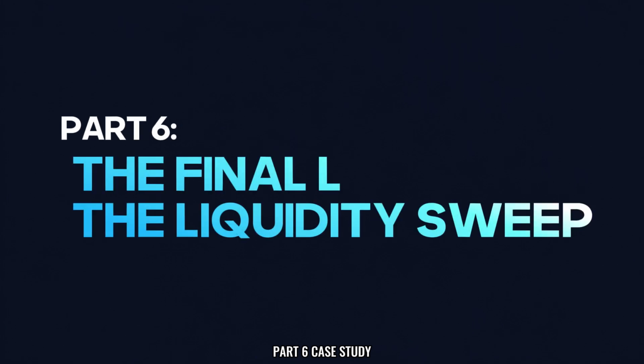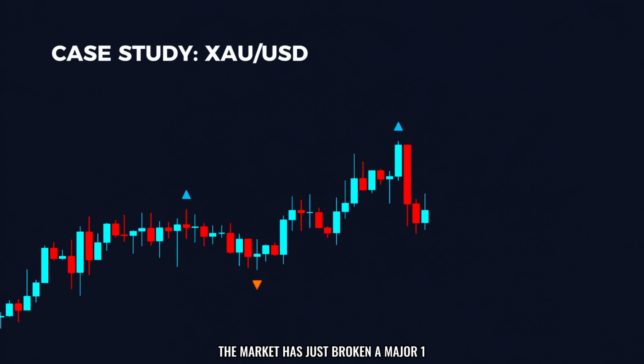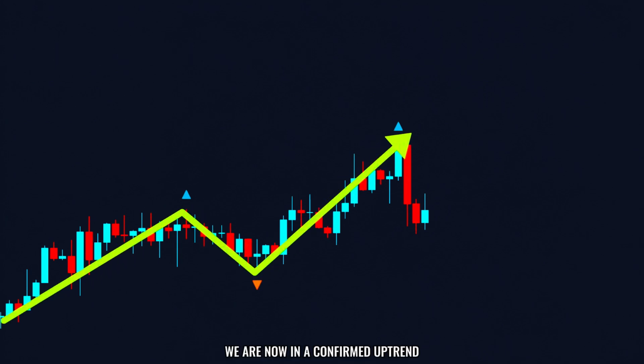Part 6. Case Study: The Bullish Sniper. Let's look at a real-time example on the XAU. Step 1. We identify the trend. The market has just broken a major 5-minute resistance level. We are now in a confirmed uptrend.